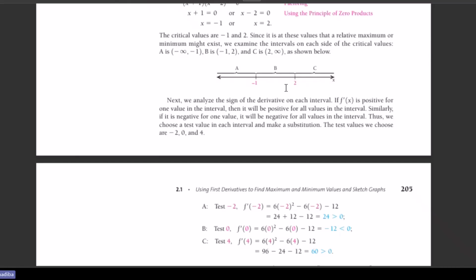Then in the second row, in the first column, please write test value.